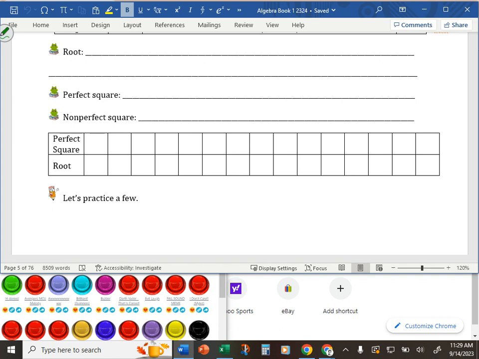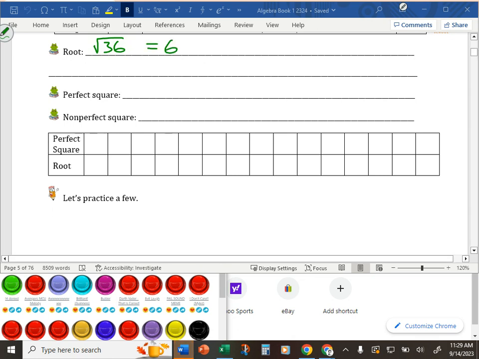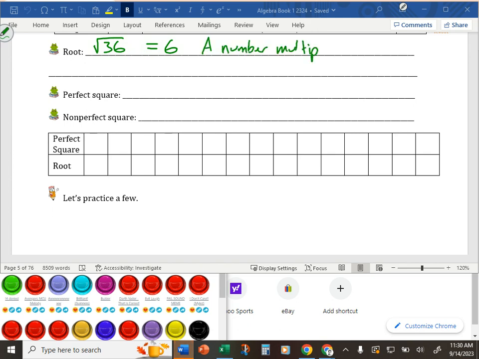What is the example of a root? In what sense? Sure, okay. So if I asked you to find the root of 36, the root of 36 equals 6. Why? Because 6 times itself is 36. So a root is a number multiplied by itself. The root of 49 is 7. The root of 64 is 8.